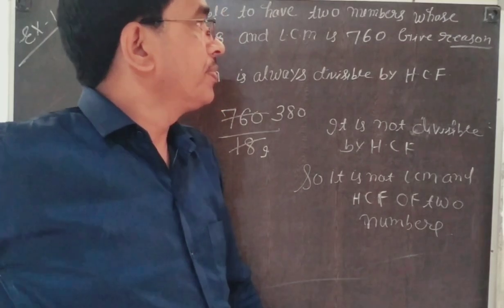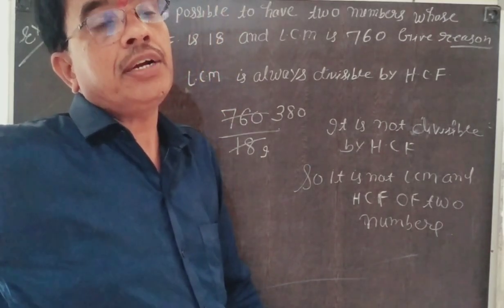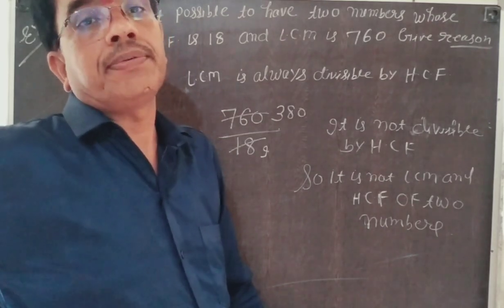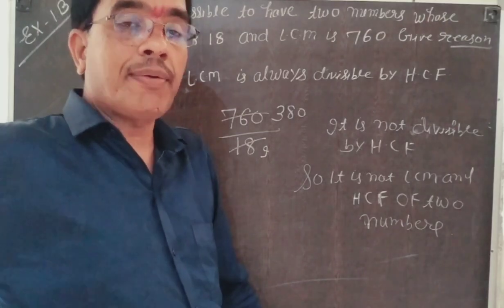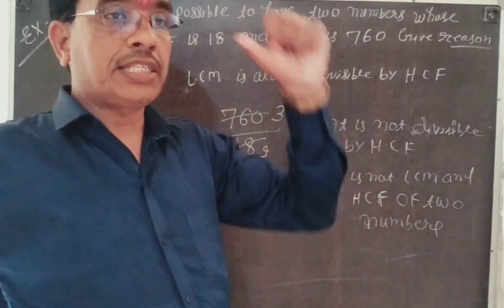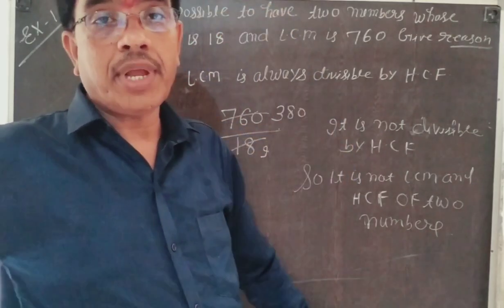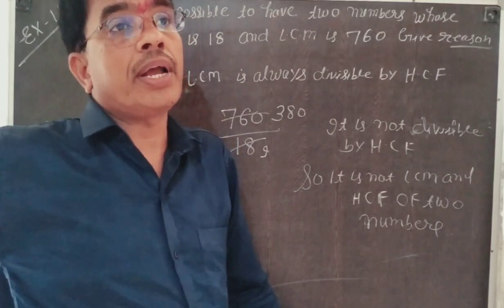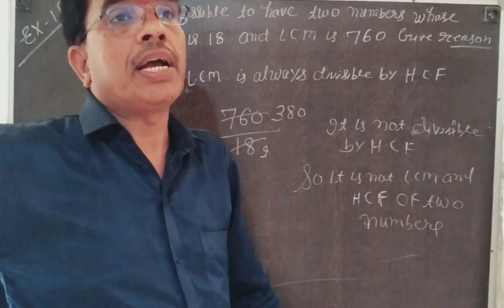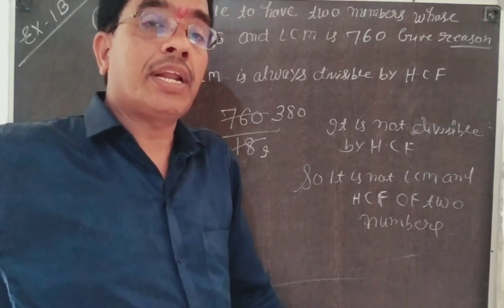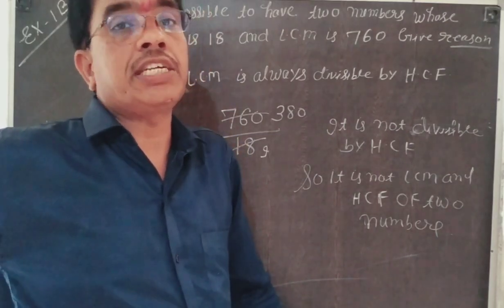For two numbers, the LCM is always exactly divisible by their HCF. If the LCM is exactly divisible by their HCF, then it may be an LCM and HCF. Otherwise, if it is not divisible, then confirm that these are not the HCF and LCM of any two numbers.